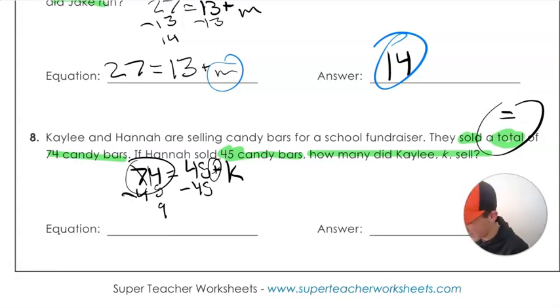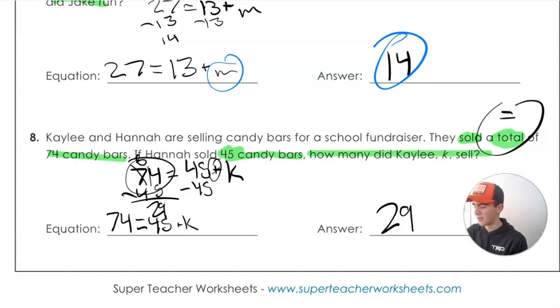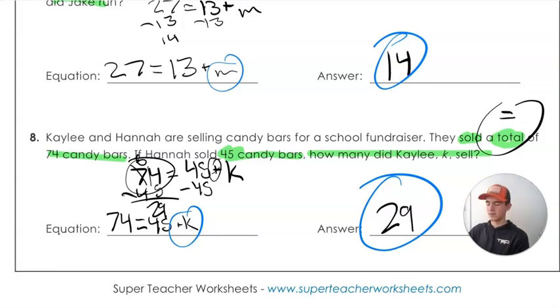So then you get 9. Oh, you have to put a line there. You get 9 and then we get 6, and that is 2. So the answer is 29. And we got our equation: 74 equals 45 plus K. Alright, so we plug this in to here. 45 plus 29 is 74.